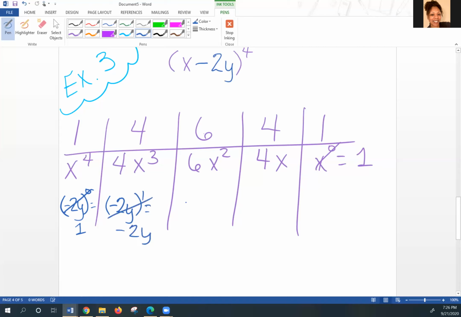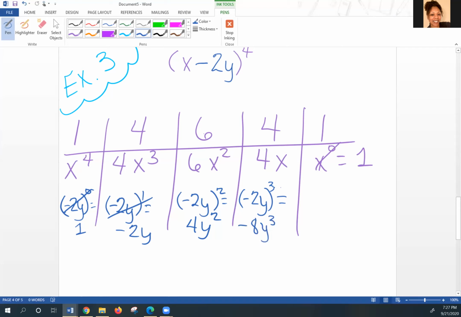Then you have negative 2y squared, which is really 4y squared. Negative 2 squared is 4, y squared. And then you have negative 2y to the third power. Again, these are counting down. The ones on the bottom are counting up, 0, 1, 2, 3. And then you simplify. Everything in the parentheses has to be raised to this power. So negative 2 to the third power is a negative 8 and y cubed.